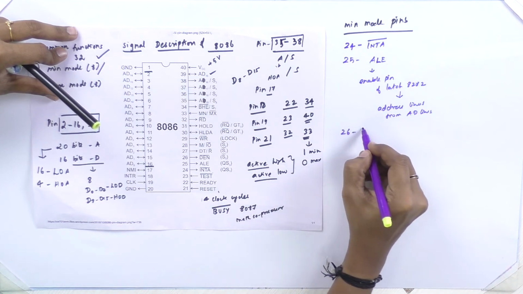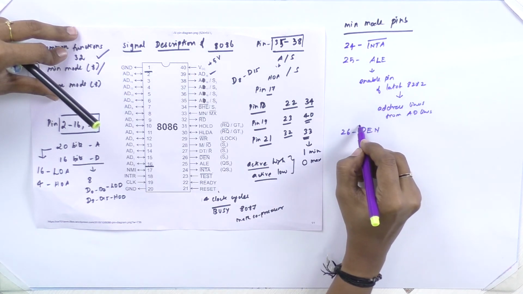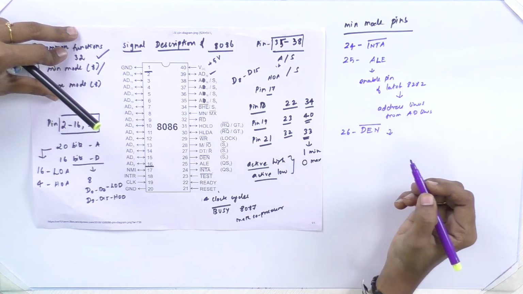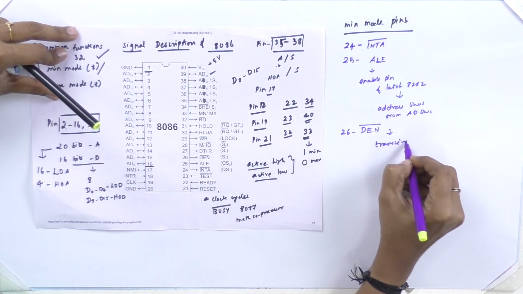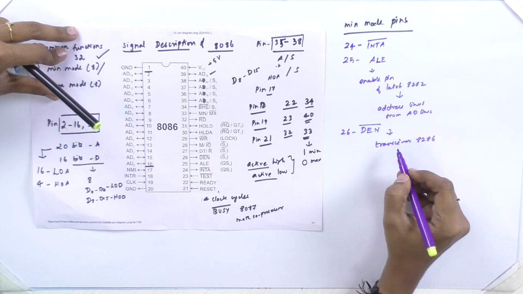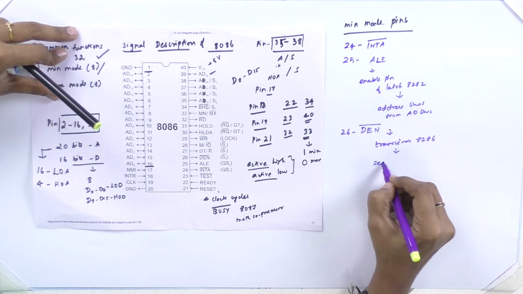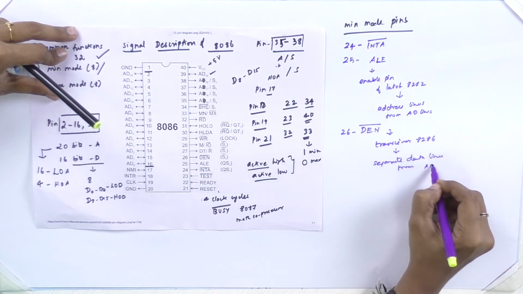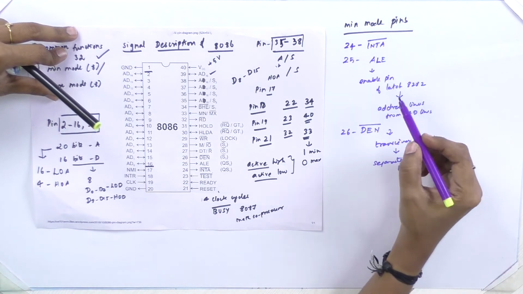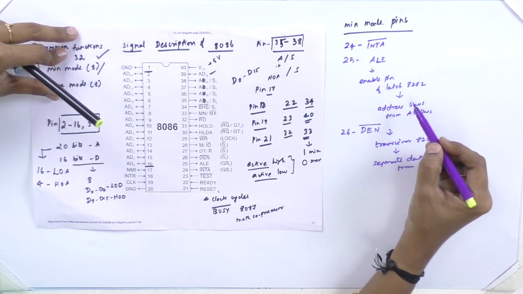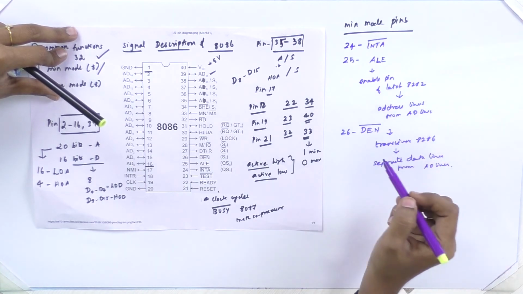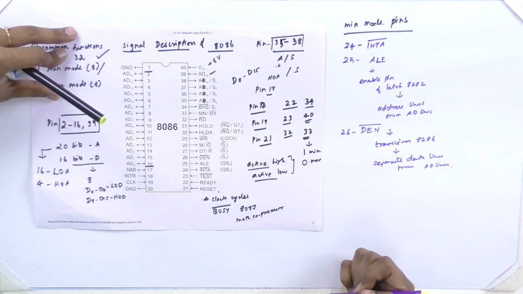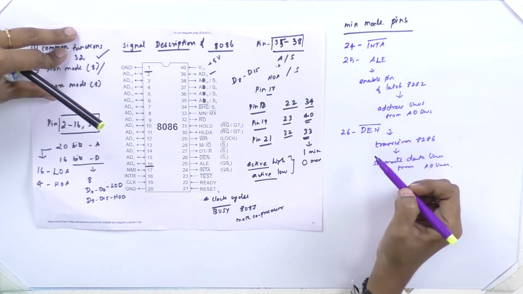Next, pin number 26 is called DEN, an active low pin, that is data enable. This pin is connected to the transceiver 8286, and the function of this transceiver is to separate data lines from the multiplexed address and data lines. So similarly, ALE is used to separate address lines from the multiplexed address and data lines, and this DEN, data enable, is used to separate data lines from the address and data lines. So this is the function of ALE and DEN.